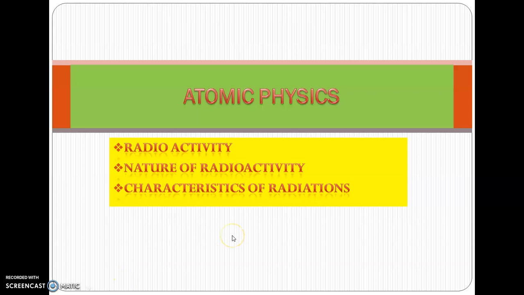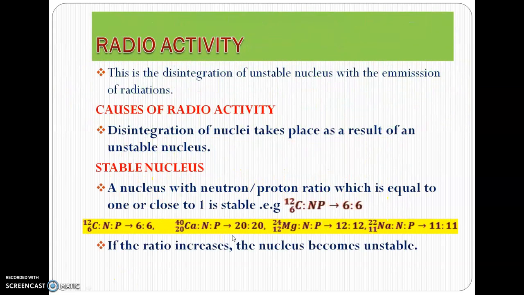What is radioactivity? Well, radioactivity is simply the disintegration of an unstable nucleus with the emission of radiations. To disintegrate simply means to break down. It's the breaking down of the nucleus, thereby releasing some radiations, is what we call radioactivity.